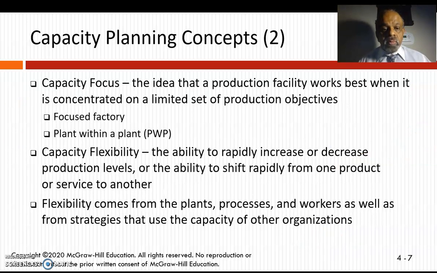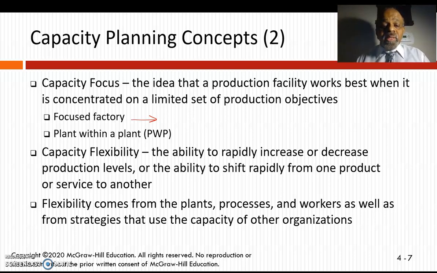Capacity focus is when plants are becoming innovative, they're doing certain production objectives. One is called a focused factory. A focused factory is like, for instance, General Motors having a small factory where they assemble cars. They do not make any products. They get products from outside and they assemble. That is very focused. Or a company which makes nuts and bolts and they're not doing anything else but nuts and bolts. That is a focused factory.